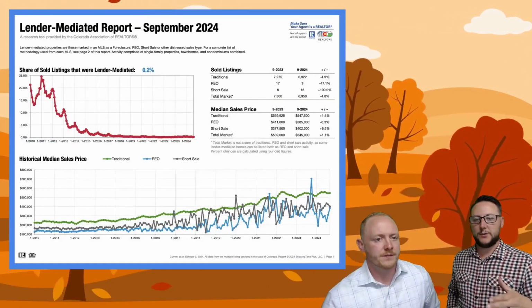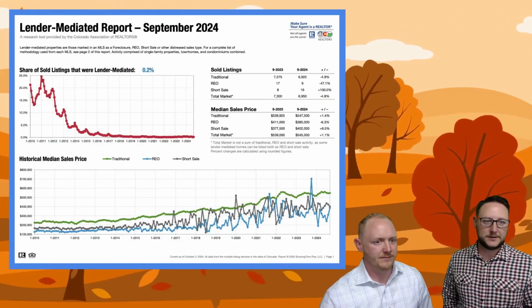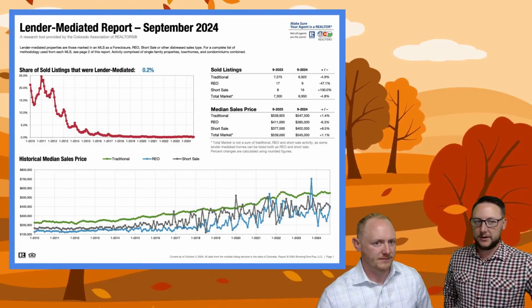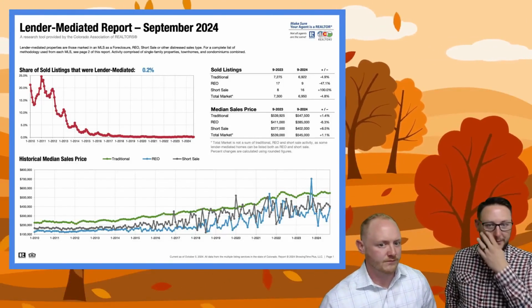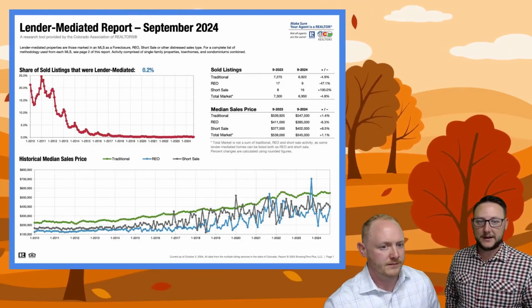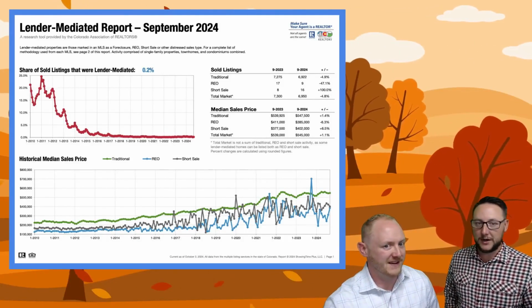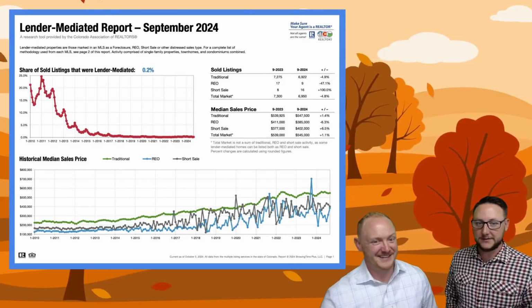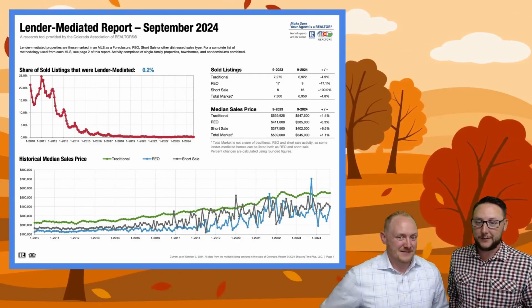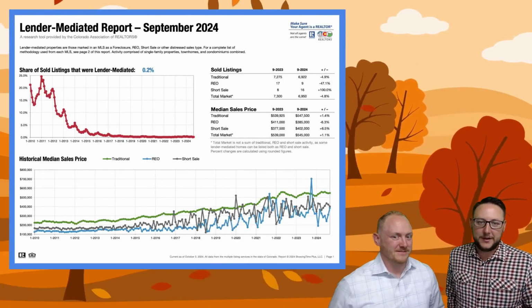Now, this one is where you talk about the health of the market. It's called the lender report, but essentially showing REOs, short sales, all that stuff. The biggest takeaways here are the fact that there were 9 REOs all month last month and 16 short sales. Were they up? Sure. They went from 8 to 16. It could be a monthly thing.